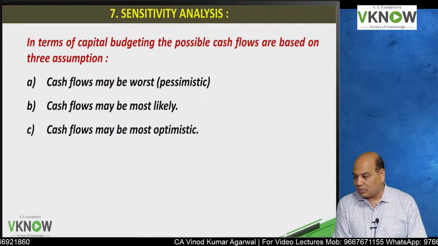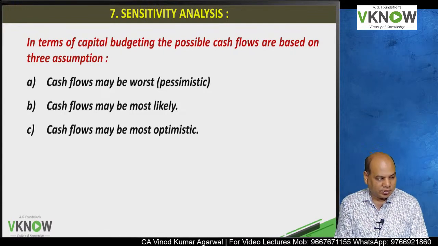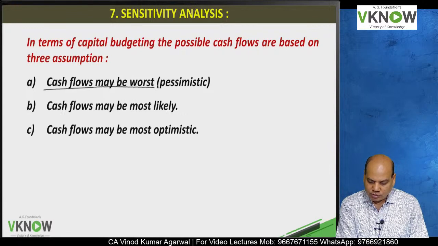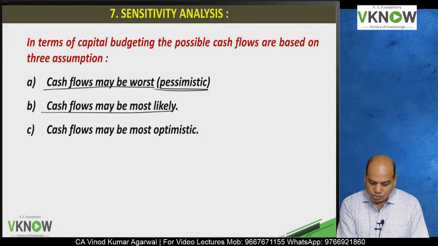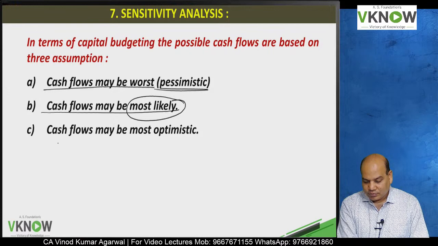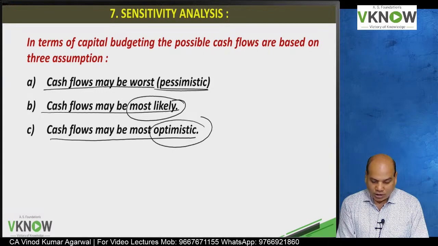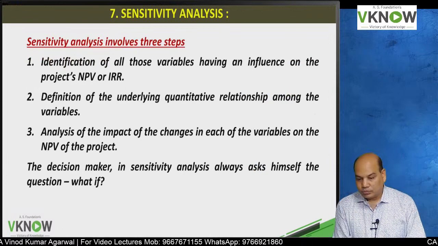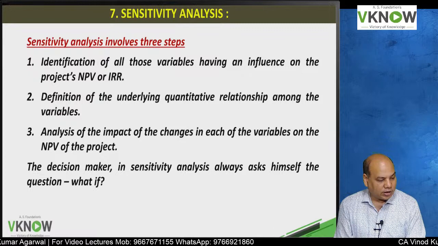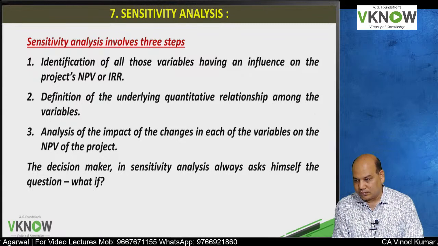In terms of capital budgeting, the possible cash flows are based on 3 assumptions. One is cash flows can be worst, which is called pessimistic. Cash flows can be most likely, means average, expected, and cash flow can be most optimistic, when things are very good. So the cash flows can be pessimistic, most likely, or optimistic.